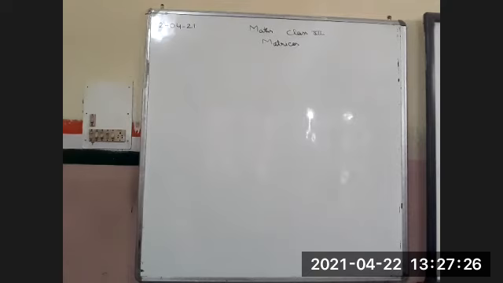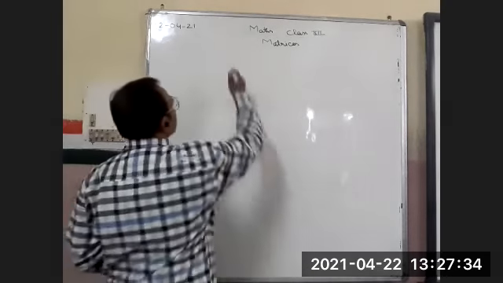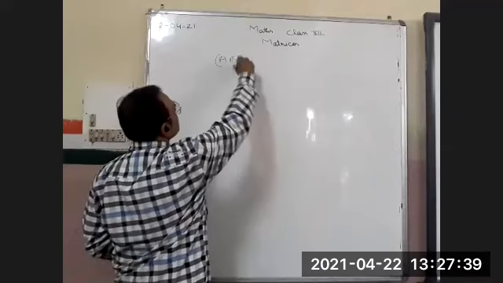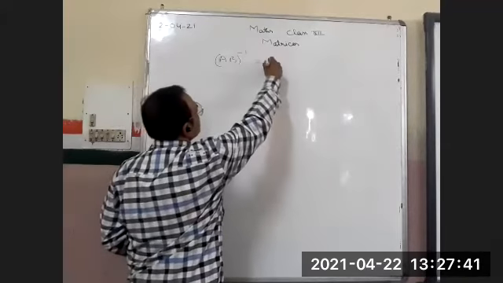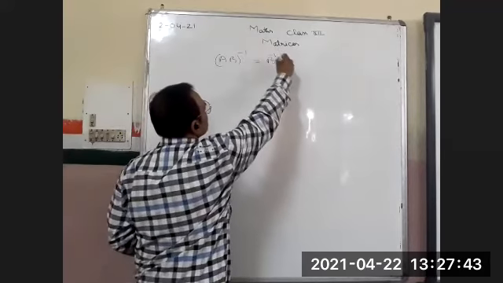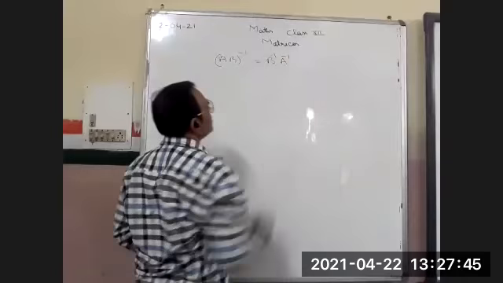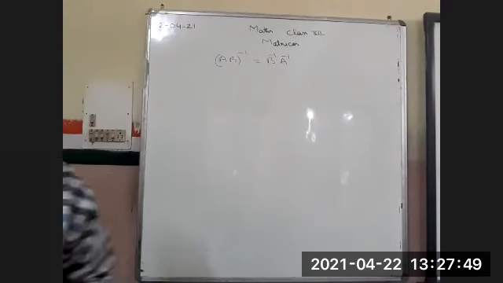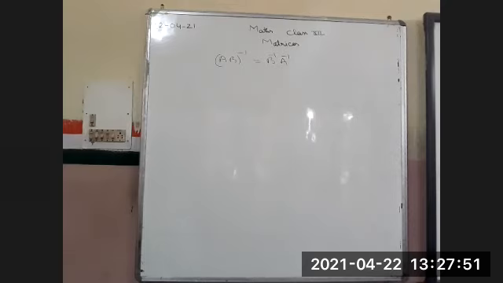Now, as we have studied in transpose, in the same way we have the inverse of AB. You have to remember that one: the inverse of AB is equal to B inverse A inverse. The order gets reversed. So we want to prove this one.